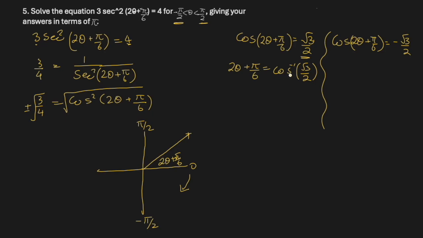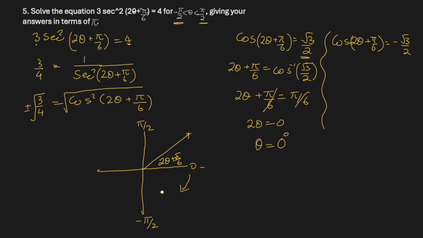What angle gives you square root 3 over 2? That is 30 degrees, but this is in terms of pi, so we will write pi by 6. So 2 theta plus pi by 6 equal to pi by 6. Both are pi by 6, cancel out. 2 theta equal to 0. So theta equal to 0 divided by 2, which is 0 degrees. This is our first answer.